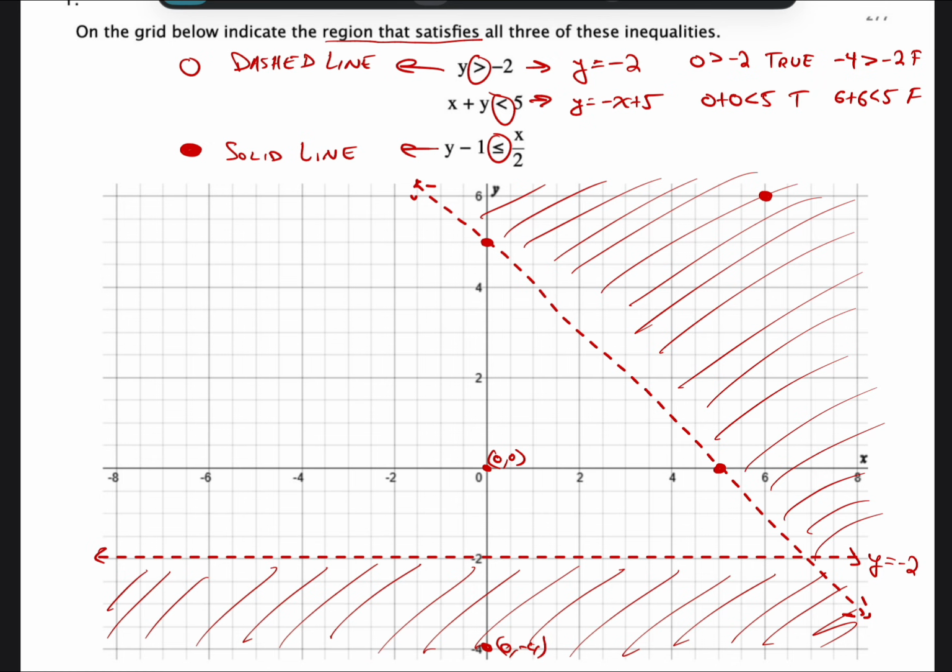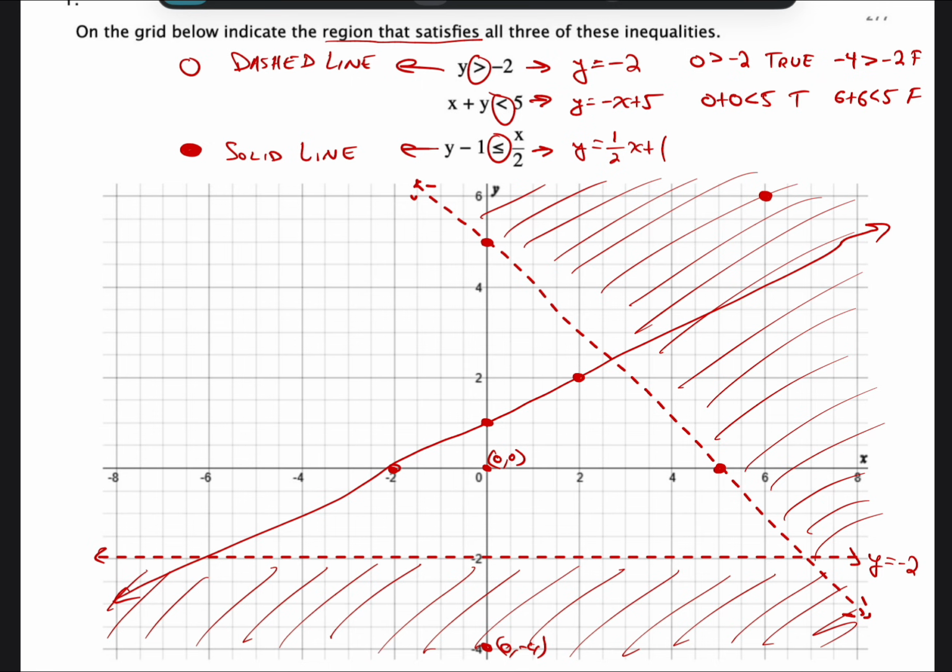We'll do the same thing with this last one. I'm going to rearrange this to be y is equal to 1/2 x plus 1. So I've got my y-axis intercept at 1. Using my slope of 1/2, I can get a few more points in there. I notice that I have an inclusive inequality, so I'm going to have a solid line for my boundary line here. That's my boundary line, and we're going to test some more points.